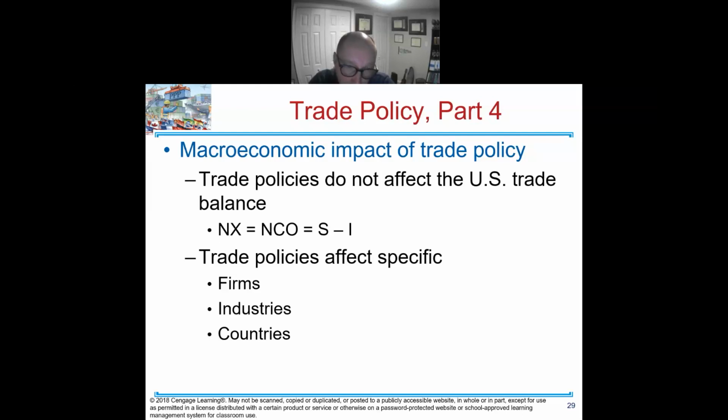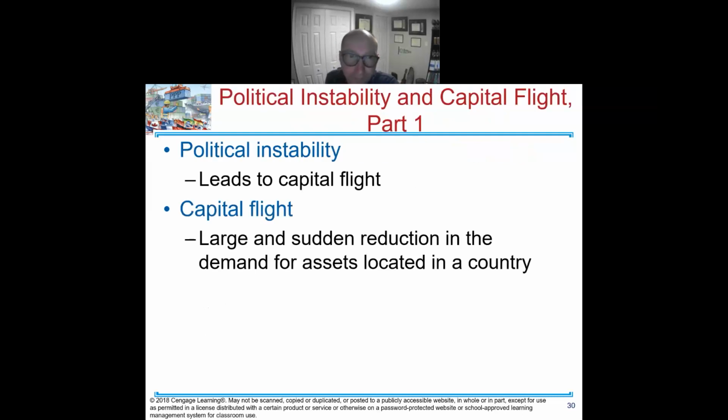So net exports equal net capital outflow when savings minus investment are the same. But trade policies primarily impact firms, industries, and countries, so pretty much everyone. All the things that cause those types of situations with respect to policy include things like political instability and capital flight.